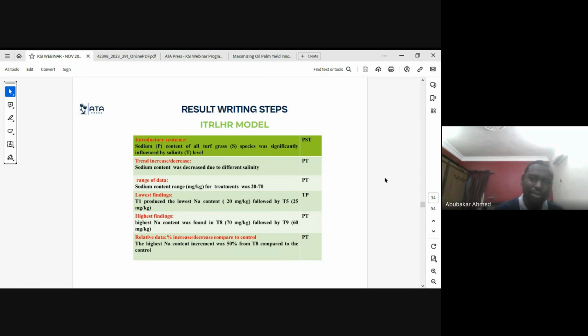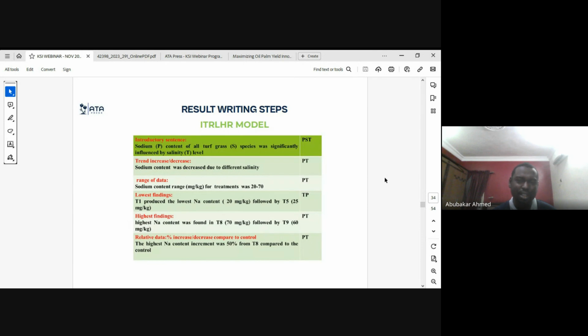So when we are writing a result, we need to understand this trend. The second aspect is to see the trend, is it increasing or decreasing. So sodium content was decreased due to different salinity. That depends on your finding. So here we have parameter and treatment. Sodium was decreased due to salinity. Sodium is the parameter and salinity is the treatment. We also consider a range of data. Sodium content range in milligram per kg for treatment was 20 to 70, parameter and treatment.